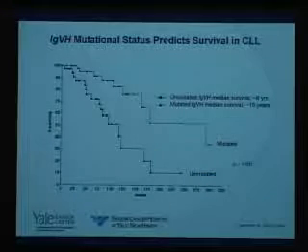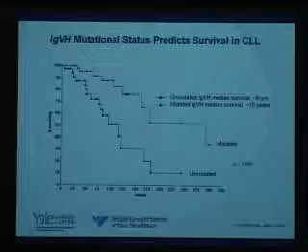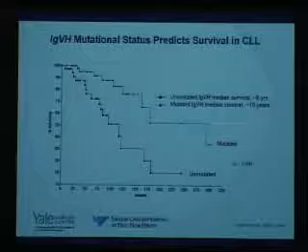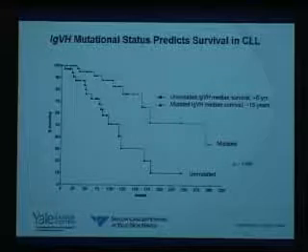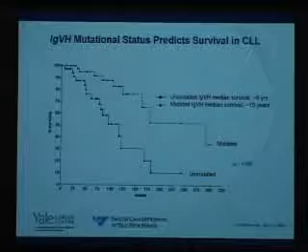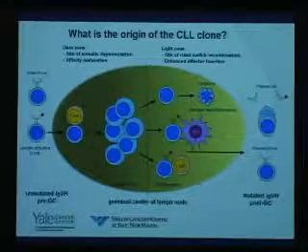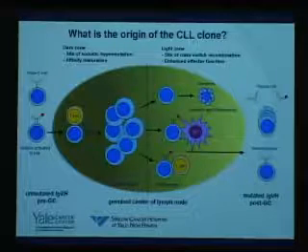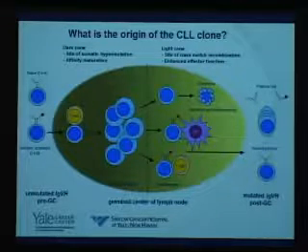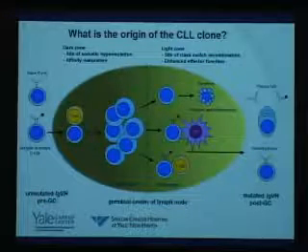And so, as I suggested before, Ig heavy chain variable region, or IgVH, mutational status is a strong predictor of survival in CLL, with unmutated CLL patients having a median survival of about 8 years or less, and mutated IgVH CLL having a median survival of about 15 years. And so this raises the question of, does this tell us anything about the CLL clone, or the origin of the CLL clone? Because by default, naive or pre-germinal center B cells have an unmutated variable region.